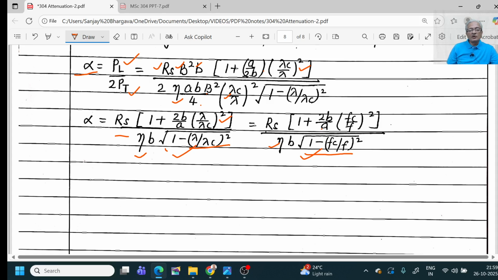Then we calculated what would be the value of the attenuation constant for TM mode and TE mode, and simultaneously we determined the value of alpha for the dominant mode TE10 in the rectangular waveguide.